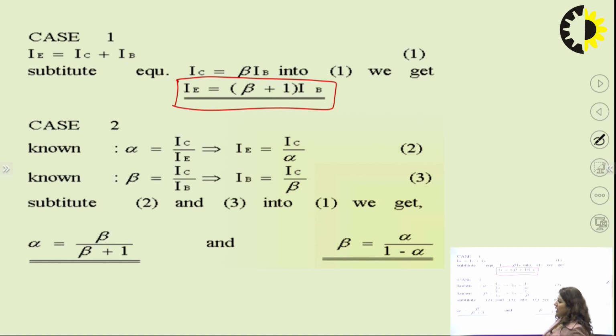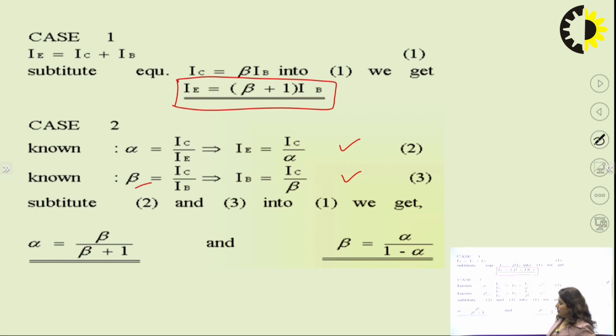Case 2 is for calculating alpha and beta. So alpha is basically your input transistor gain, that is IC upon IE. Similarly, beta is your collector or output gain, that is IC upon IB. So from here we have IE is equivalent to IC upon alpha, or IB is equivalent to IC upon beta. And if you put the value of equation number 2 into equation number 3 here, you will get a relationship between alpha and beta, which we have seen in the last class also.